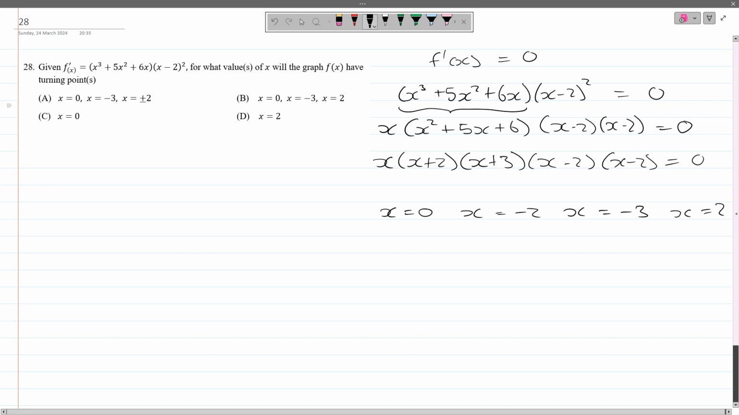So we have 4 of them. And here we see x is equal to plus or minus 2, that's that and that. x is equal to minus 3 and x is equal to 0. So A corresponds with our answer.